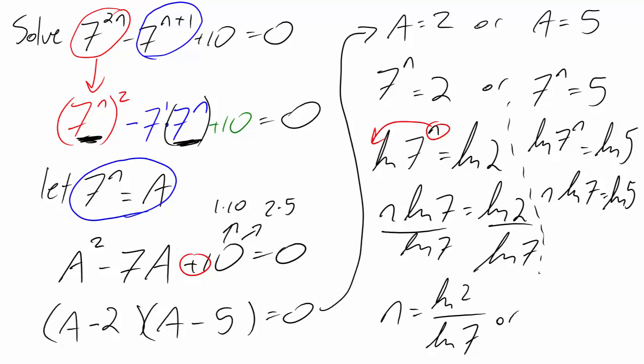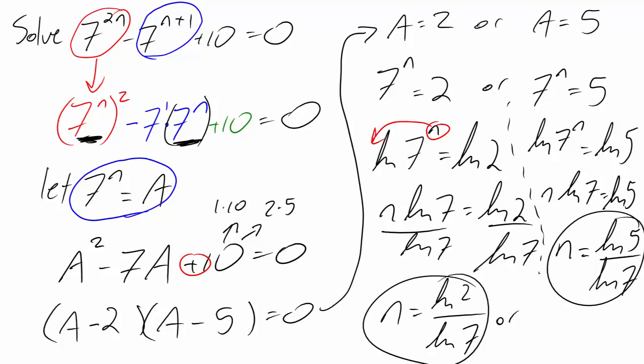And then we divide out both sides by that natural log 7. So we get n equals natural log of 5 divided by natural log 7. So these are our two possible solutions to this equation, and they do both work.